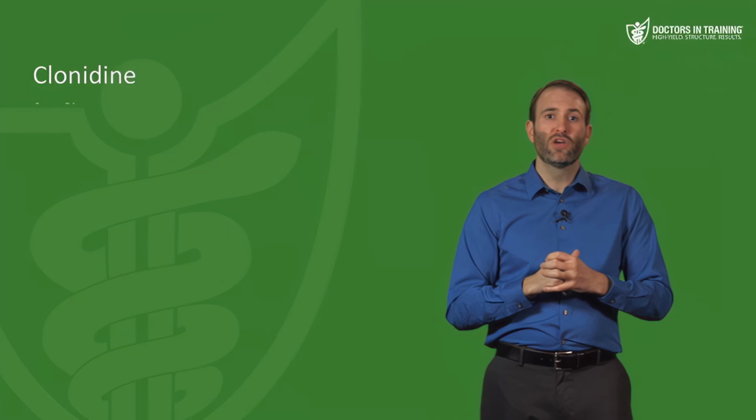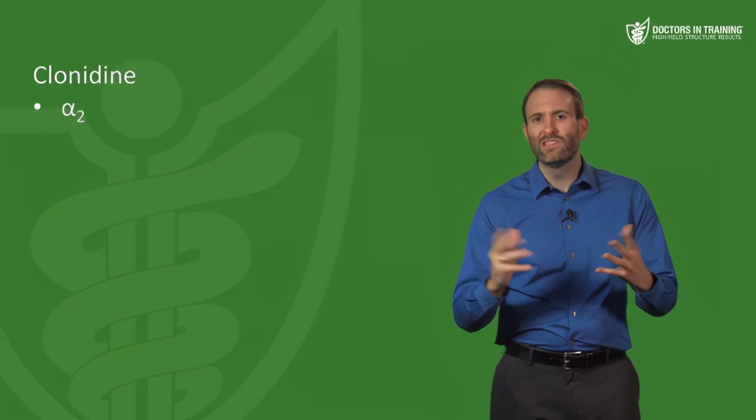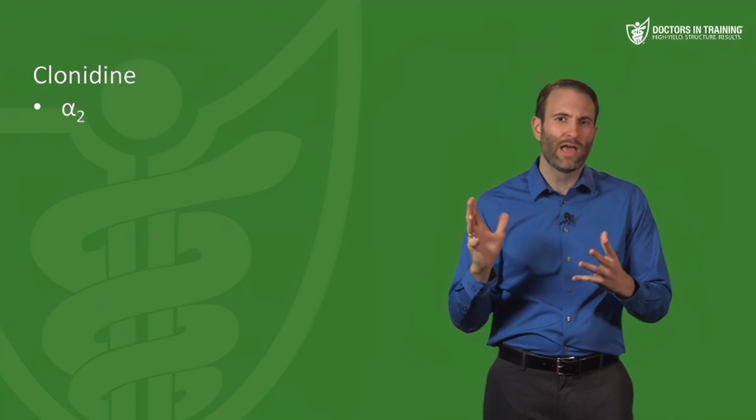And next we have a very interesting drug, clonidine. Clonidine is an alpha 2 agonist. Well, what happens if you only stimulate that alpha 2? That's kind of our weird adrenergic receptor.